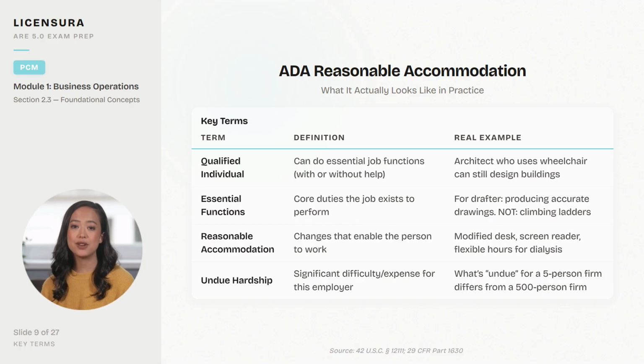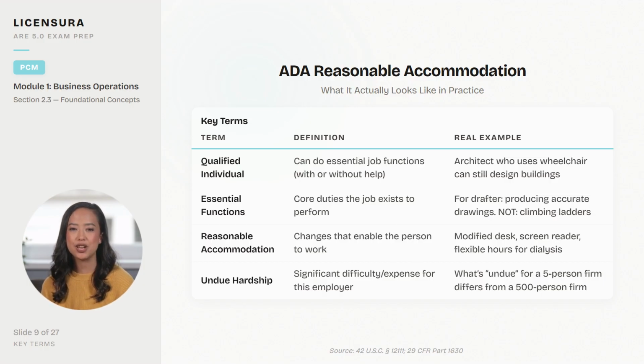A qualified individual is someone who can perform the essential job functions with or without accommodation. An architect who uses a wheelchair can still design buildings. The wheelchair doesn't change that. Essential functions are the core duties the job exists to perform. For a drafter, that's producing accurate drawings, not climbing ladders at job sites. Reasonable accommodation means changes that enable the person to do their work, things like a modified desk, screen reader software, or flexible hours for dialysis treatments.